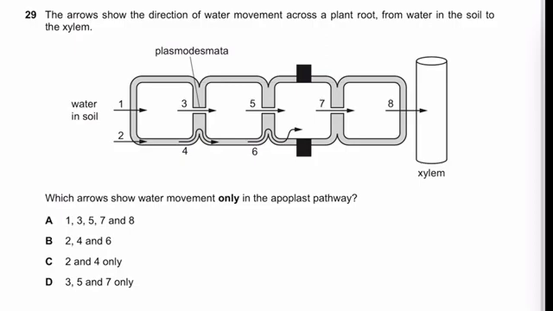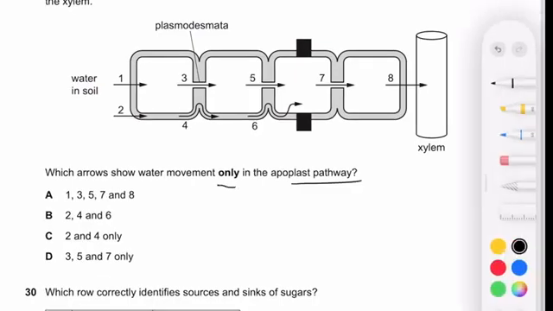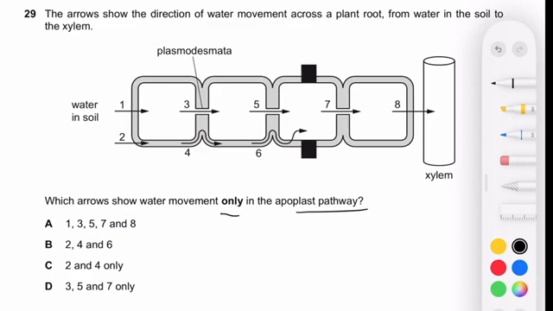Now the arrow shows the direction of water movement across the plant's root from water in the soil to the stem. Okay, which arrow shows water movement only in the apoplast pathway? The apoplast pathway consists of two things: the intercellular spaces and the cellulose cell wall. So literally from its name, it's called the dead pathway. Anything dead, anything not alive, is going to be forming the apoplast pathway. The symplast pathway is going to be the alive pathway: cytoplasm, cell surface membrane, plasmodesmata, which are basically cytoplasmic extensions. There's also the vacuolar pathway, but lately they've been considering it more as part of the symplast pathway.